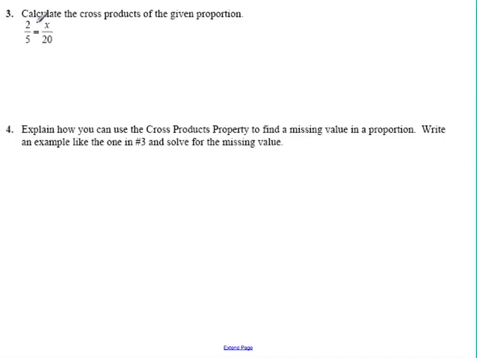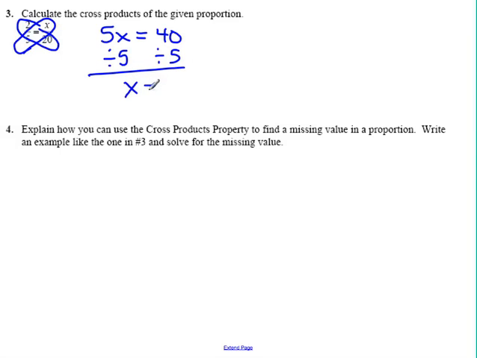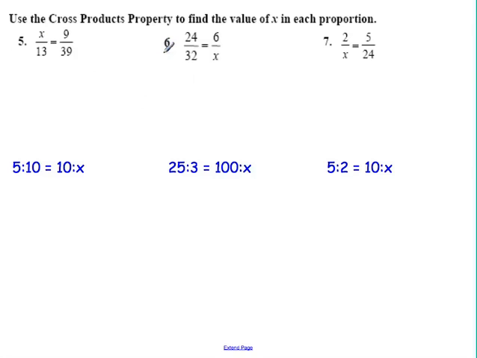From a proportion like this, the product of the means would be 5x, and the product of the extremes would be 2 times 20, so that would equal 40. Then we can solve this algebraically by dividing both sides by the coefficient in front of the x, which means x will equal 8. We can make up several other examples. But the idea is that you're going to cross multiply, use the cross products property to set the cross products equal to each other, divide by the coefficient in front, and solve for your variable.